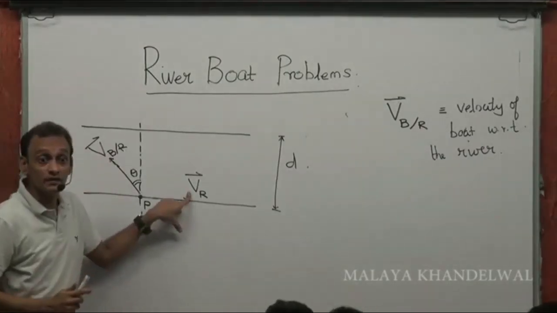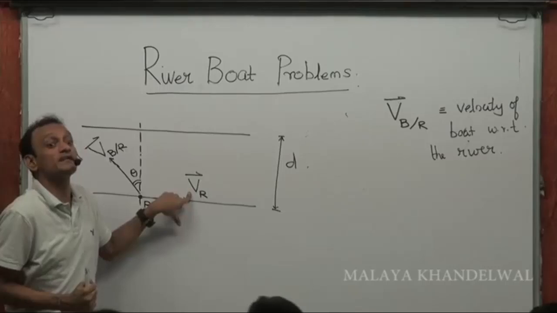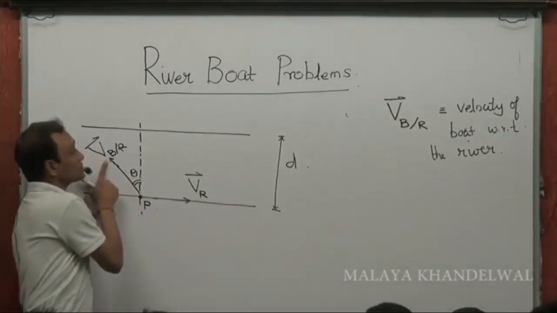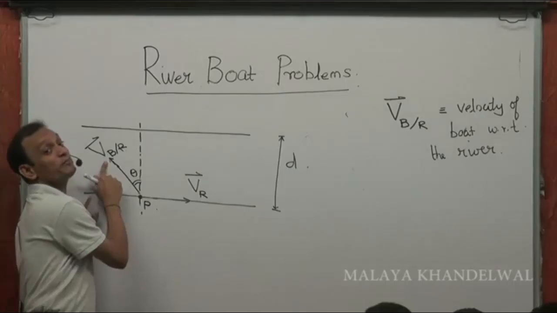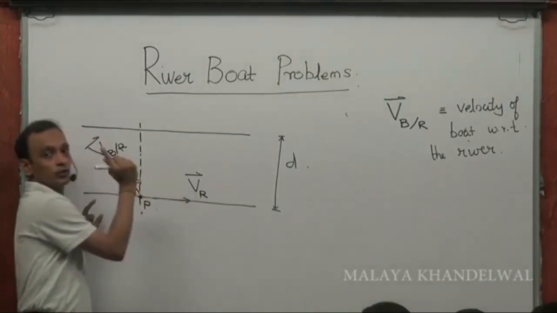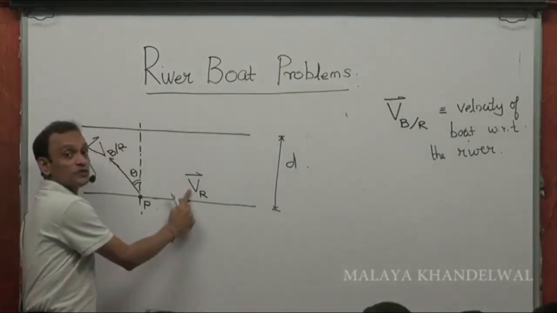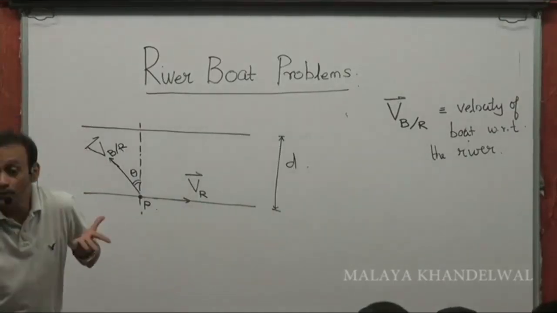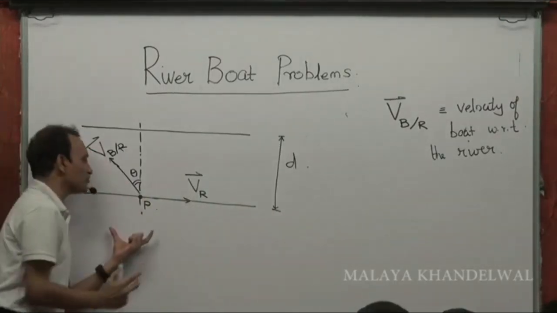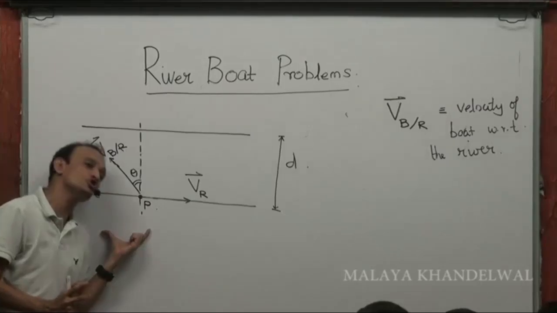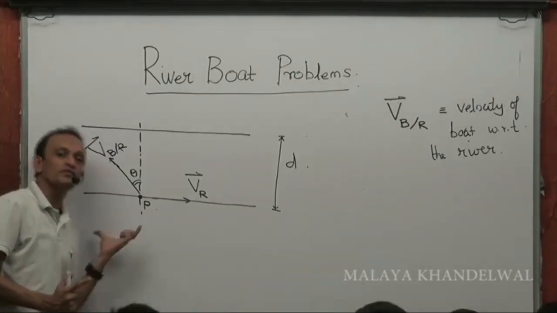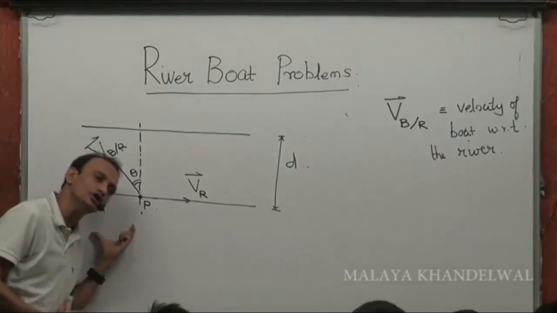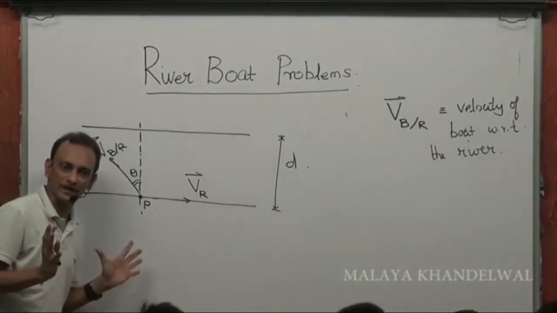So the river is the observer, and what does the observer observe on the boat? It observes this velocity. So this is the relative velocity of the boat, observed by the river. If I add this velocity to this velocity, what would I get? I would get the absolute velocity of the boat, that means the velocity of the boat as seen by a stationary observer on the shore. This is what it would mean, right?